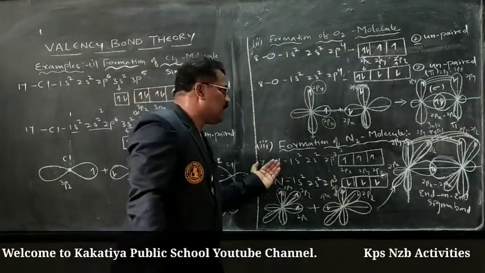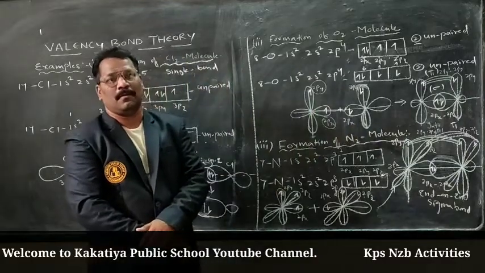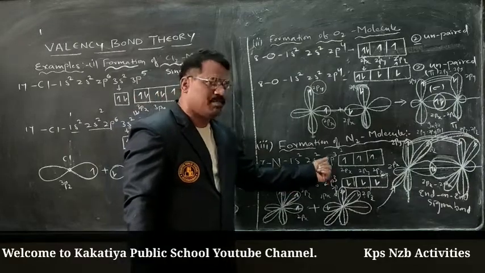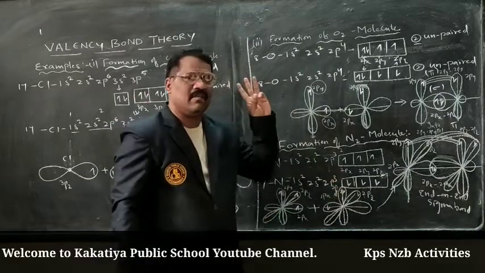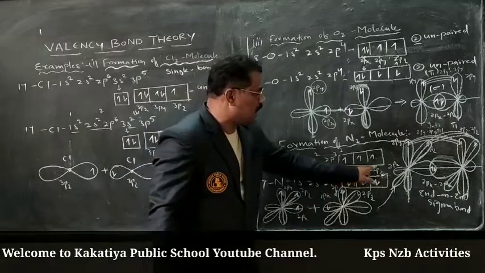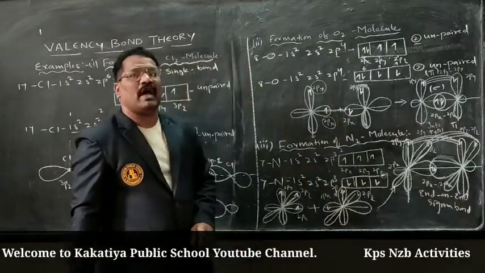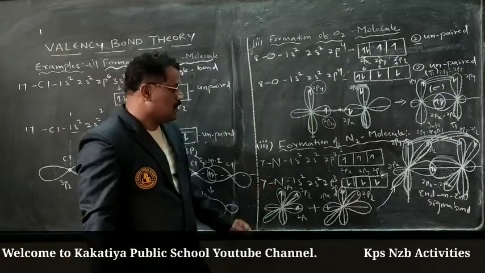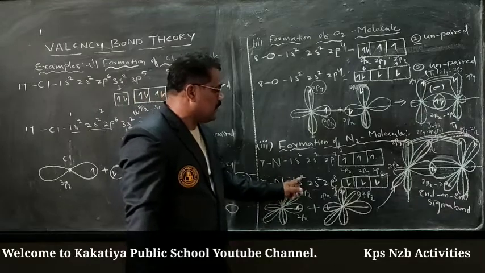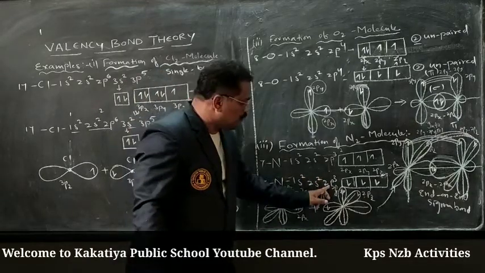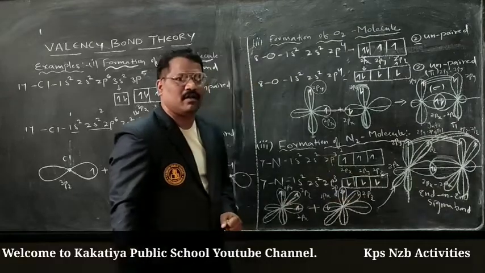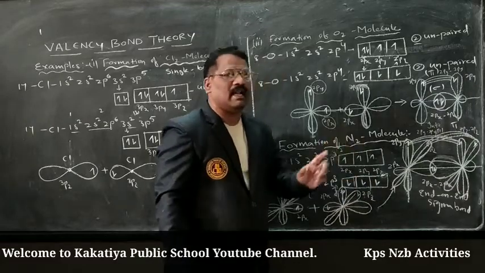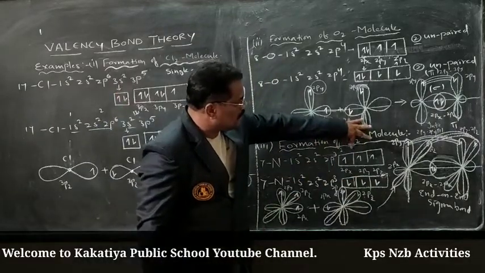Coming to the next concept, the formation of the nitrogen molecule. Atomic number is 7. Electronic configuration is 1s2, 2s2, 2p3. The p orbital has three subshells, 2px, 2py, 2pz, and in each orbital there is one unpaired electron. Three orbitals are unpaired. Coming to one more nitrogen atom, having atomic number 7, 1s2, 2s2, 2p3, the 2p orbital has three unpaired orbitals.